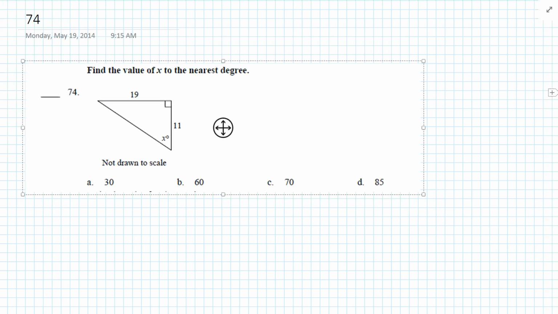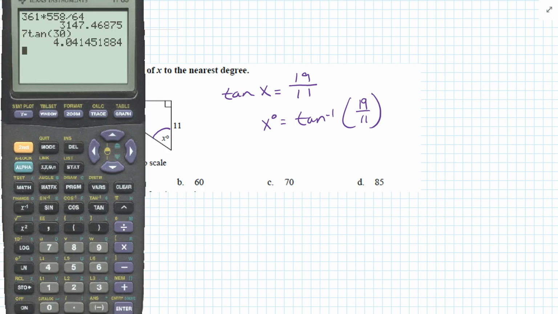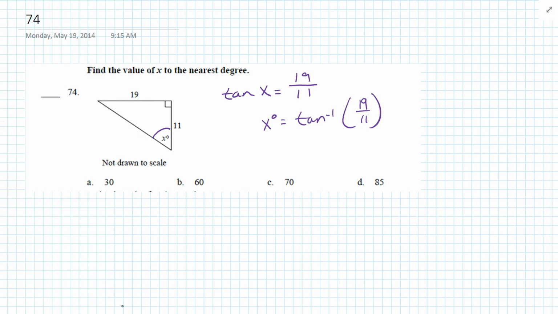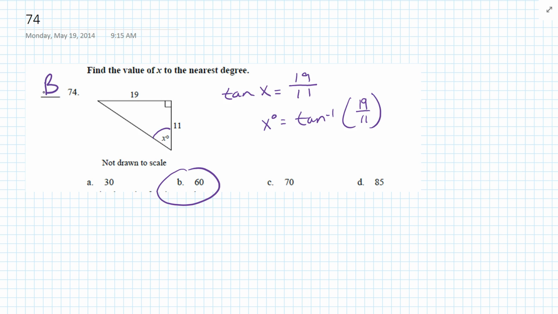74. Find the value of x to the nearest degree. So the tangent of x would be the opposite over adjacent, would be 11 over 19. So x is going to equal the inverse tangent of 11 over 19. So we're going to hit second tangent of 11 divided by 19. 59.9, so about 60 degrees. Answer is B.